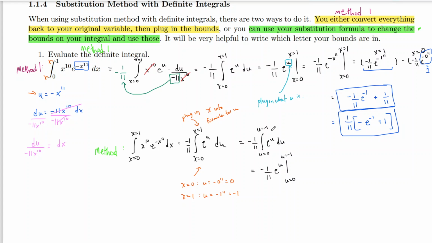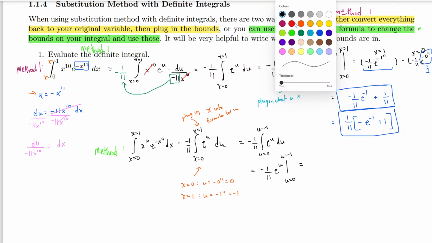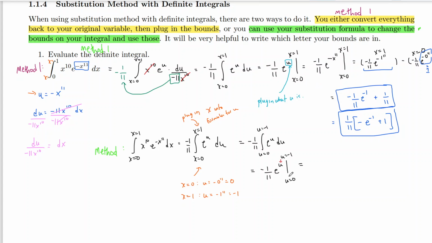We're plugging in u values. Yeah, we have the bigger number on the bottom. 0 is bigger than negative 1, but as we saw before, it doesn't really matter if you have the bigger bound on the top or bottom. So we can just do this directly. We can plug in what u is because it already matches the letter. So we can plug in u is negative 1, subtract and plug in u is 0.